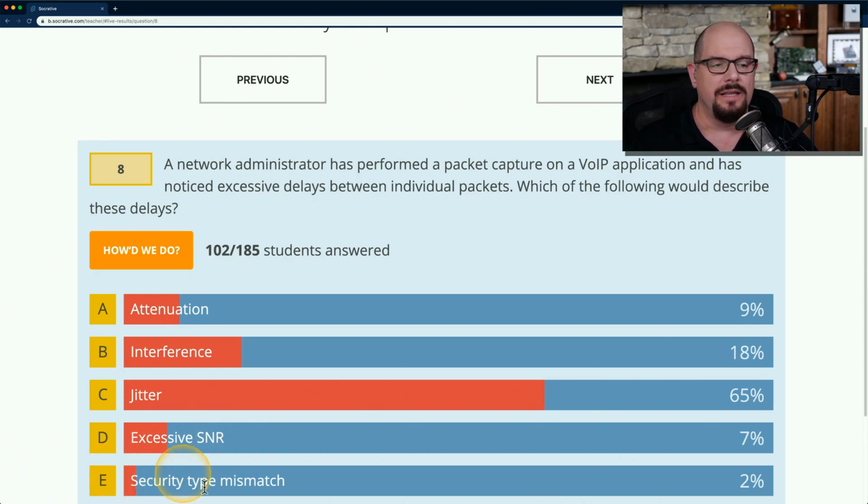And last one, the security type mismatch. Commonly security types, even on wireless networks, if you have WEP and other devices configured for WPA2, that's an example of a security type mismatch. Not the scenario we have here. The scenario we have here deals specifically with jitter, and that's the one that is the correct answer. If you answered option C for jitter, that is the correct response.